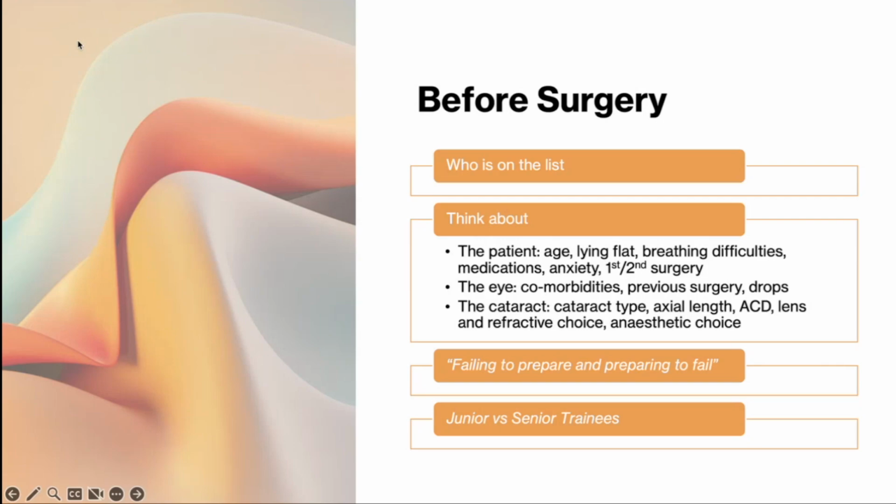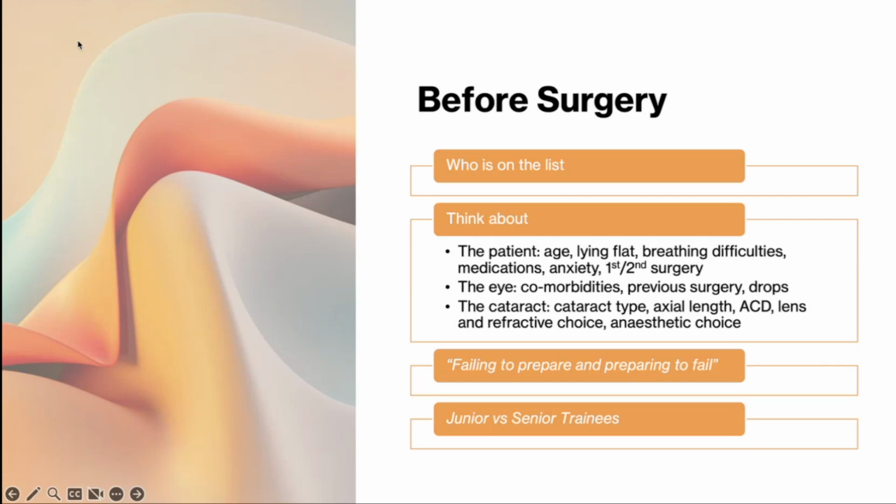The anesthetic choice is also handy. Some of this might depend on where you work. Some places pretty much do a subtenon for absolutely everybody. Some places operate on topical. It might be a patient who's opted for GA for whatever reason. So it's useful to be aware of what the anesthetic choice is before you go in.